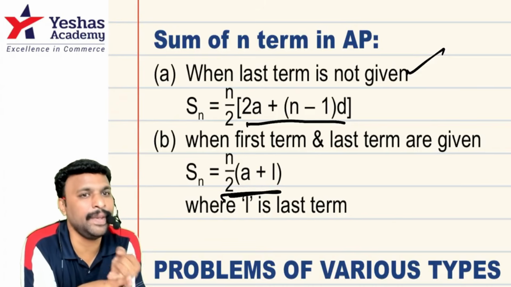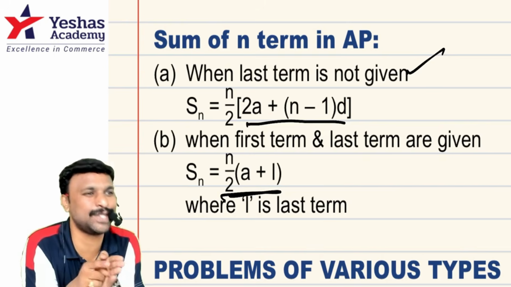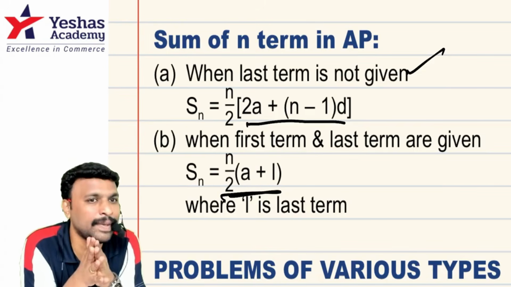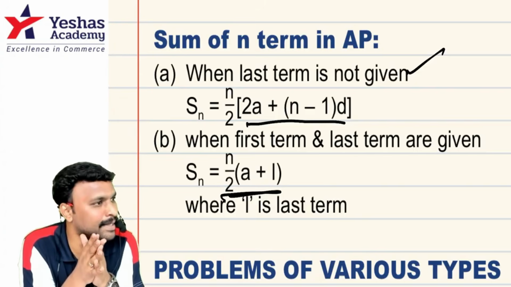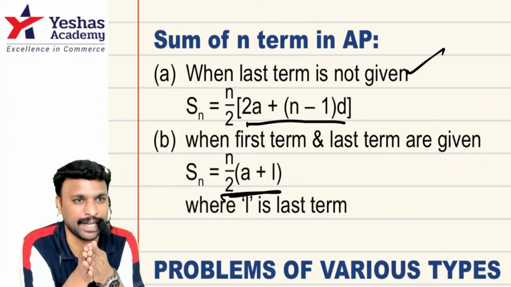What's the general form of an AP? A, A plus D, A plus 2D, A plus 3D, and so on. A plus n minus 1 into D. What is A plus n minus 1 into D? The last term, or nth term. You getting it? And Sn.